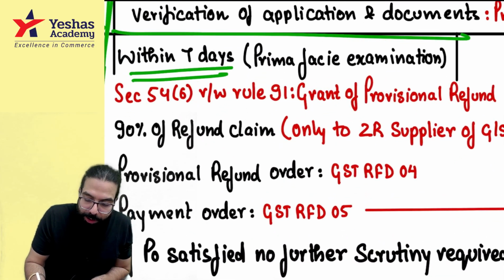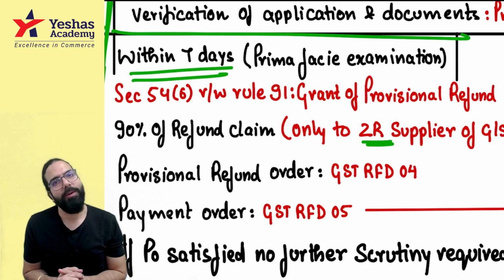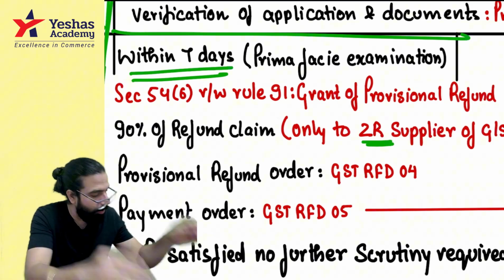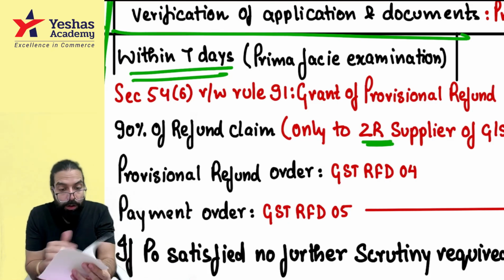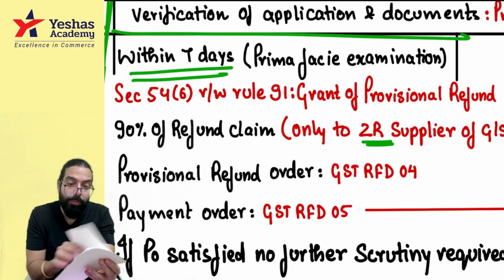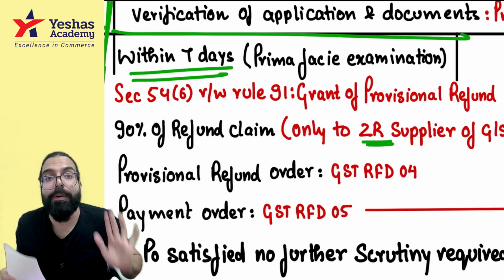If you are a zero-rated supplier, zero-rated suppliers used to get 90% of the amount as refund. This 90% of the amount which was given as refund used to be based on prima facie examination. Everyone over here. Okay, sir, prima facie examination, whether all documents are complete, whether everything is complete, the officer used to give you 90% refund.